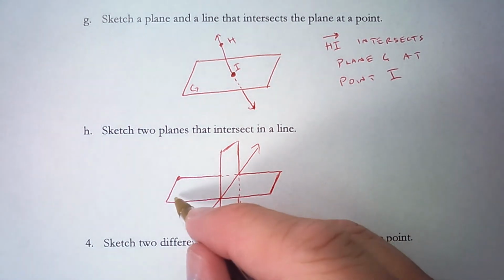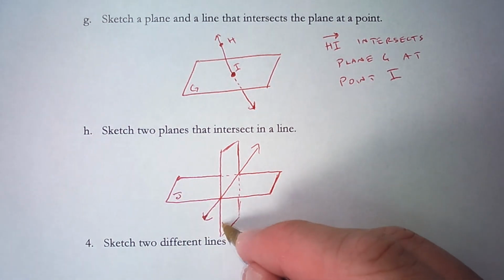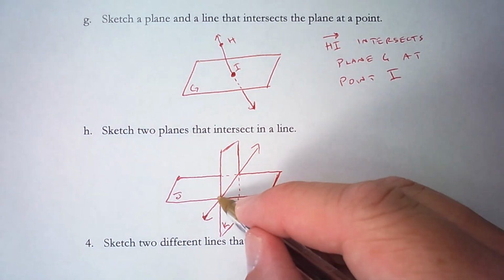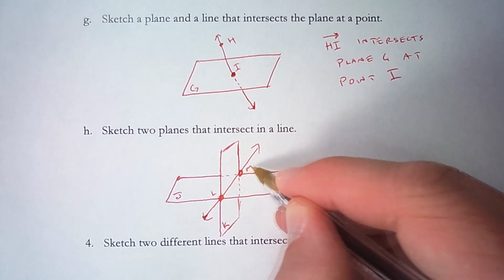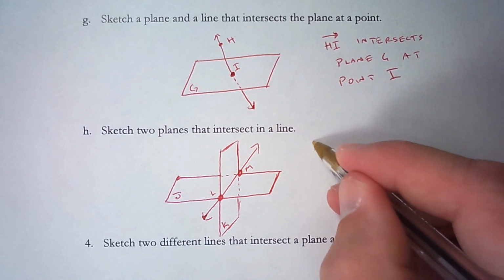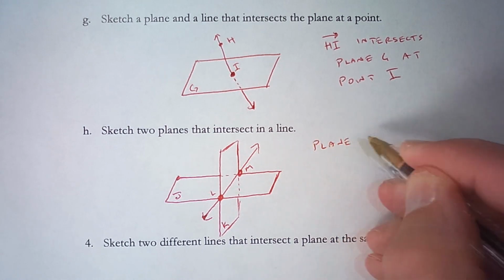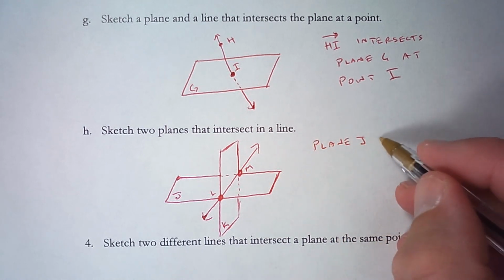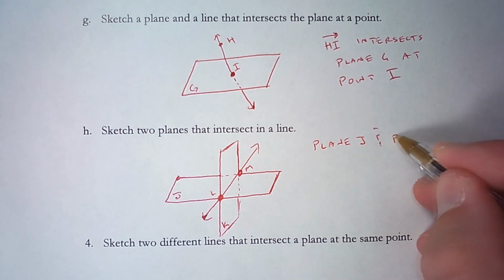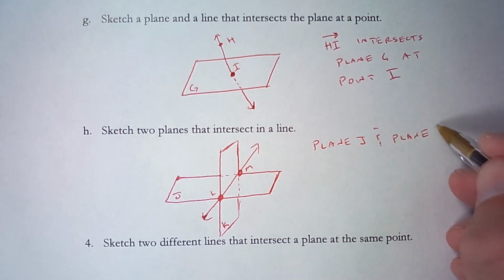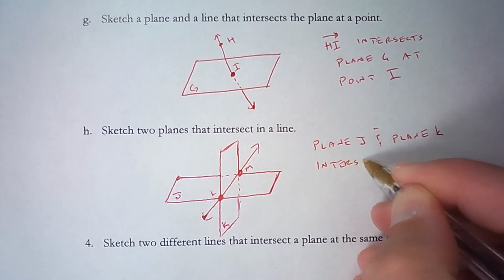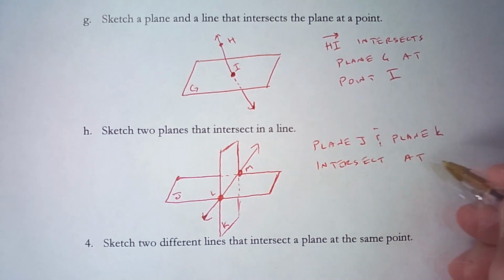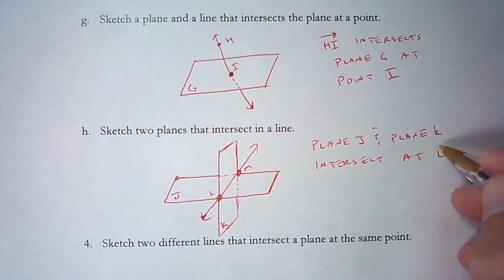Okay, so let's call these planes J and K, and I'll put points L and M right here, and I can say that plane J and plane K intersect at line LM.